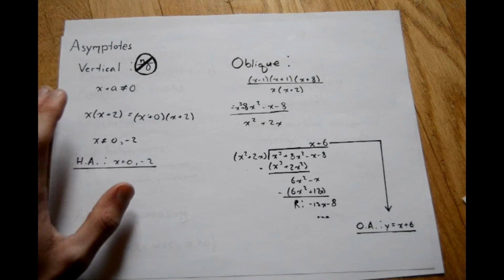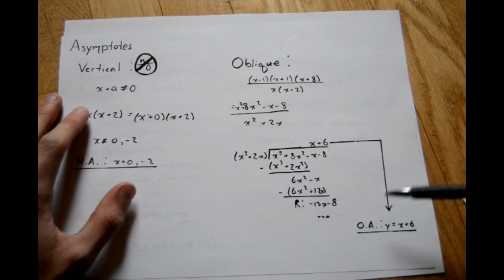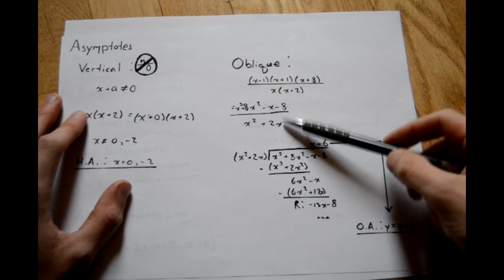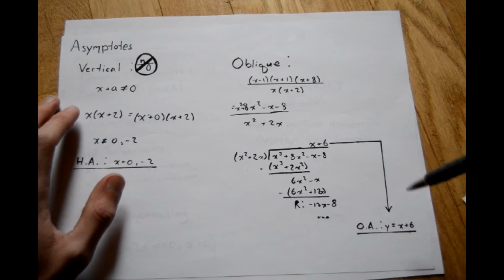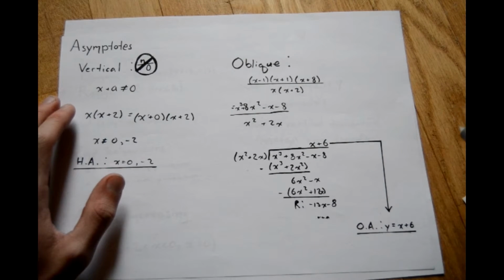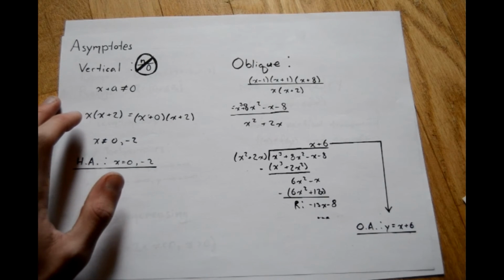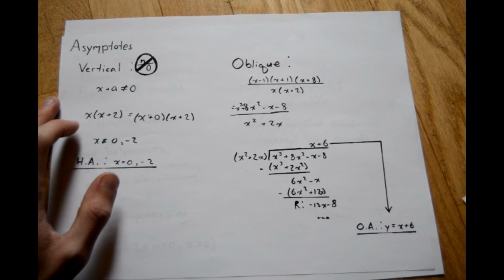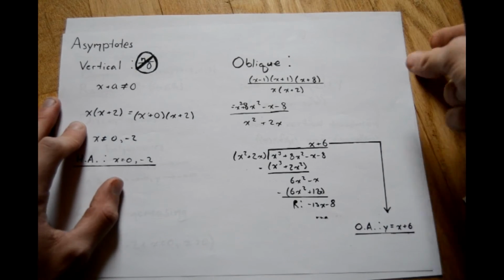So this is an asymptote because what you have is negative 13x minus 8 over x squared plus 2x up here, and then that's being taken away from or added to, depending on which side you're on, of this oblique asymptote. So you'll never quite reach it, but it'll get infinitely closer to that line, y equals x plus 6.